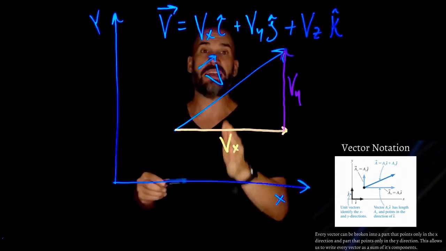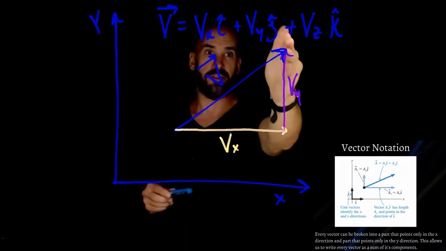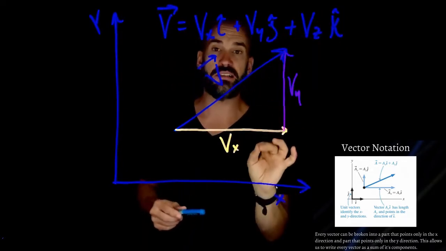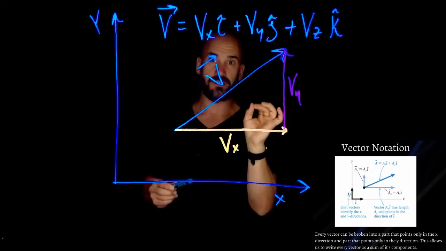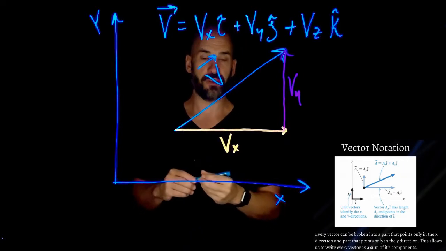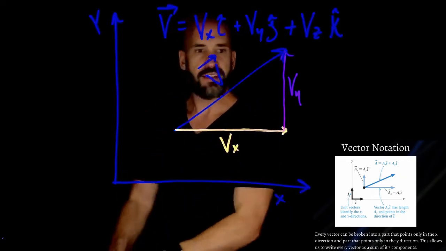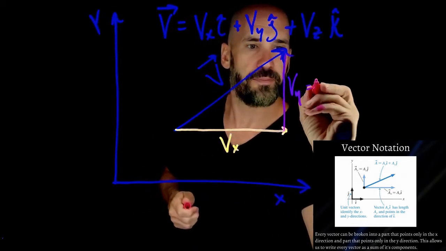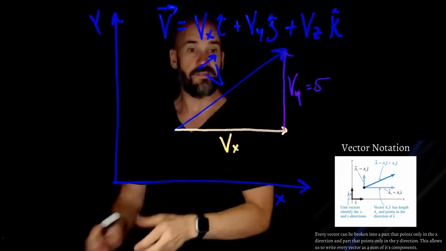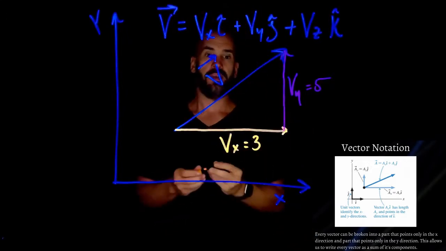So now we have a name, okay? We have a name for this vector. It's vx i plus vy j plus vz k, and this makes it much easier for us to start doing mathematics with this vector so that we can add them and solve for different components and things like that, okay? So just to be totally clear, let's say vy was equal to 5, okay? And let's say that vx was equal to, I don't know, 3, all right?